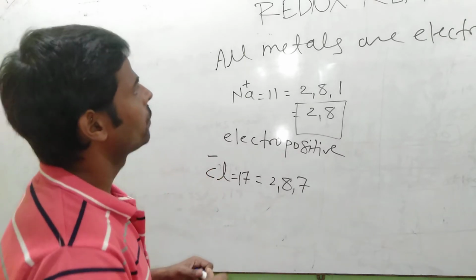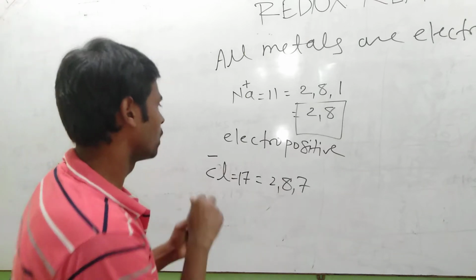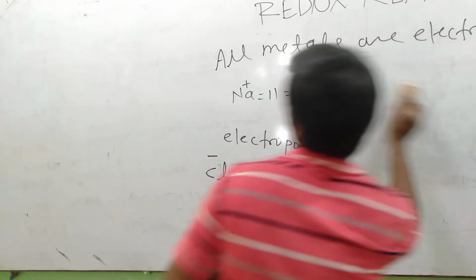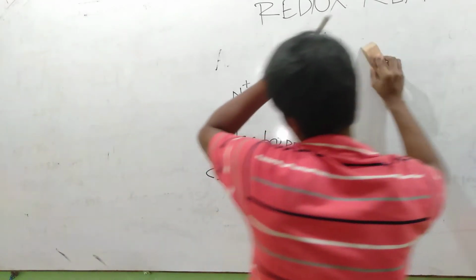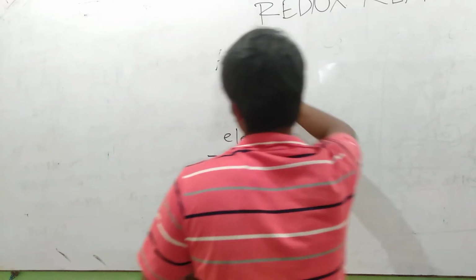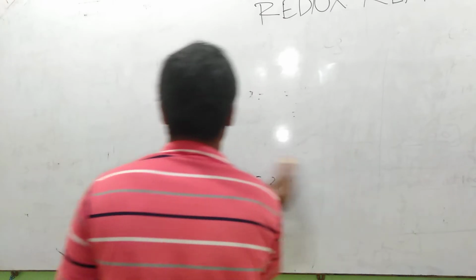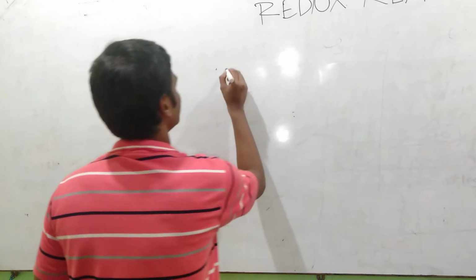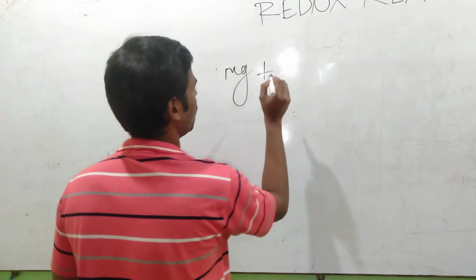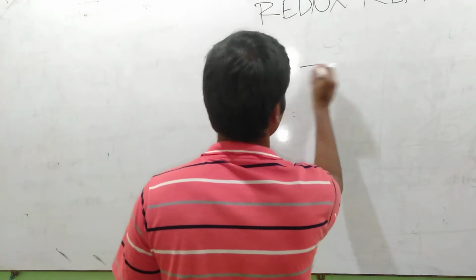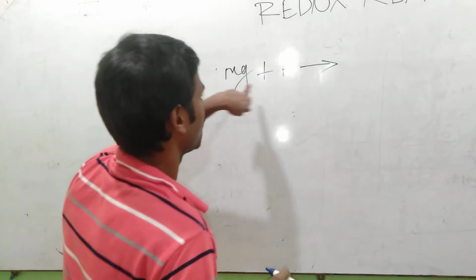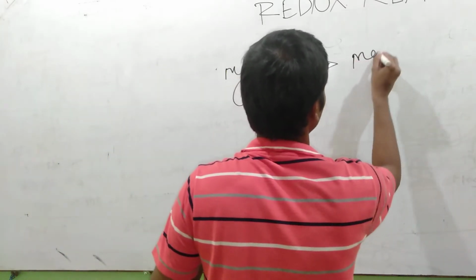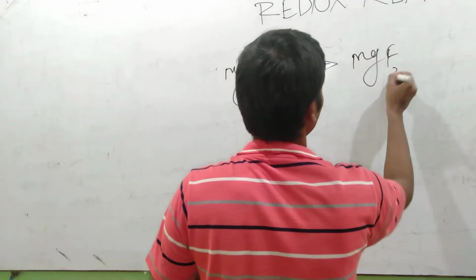Okay, if I discuss redox reaction in terms of electropositive element or electronegative element, then let's see what is oxidation in terms of electronegative element. Now you understood what you mean by electronegative element. Suppose this is your magnesium, okay, this is your fluorine. Magnesium combines with fluorine, that is electronegative, and gives MgF2.